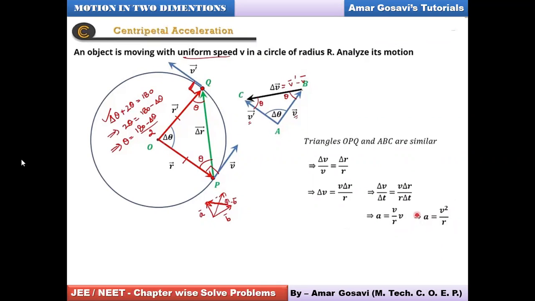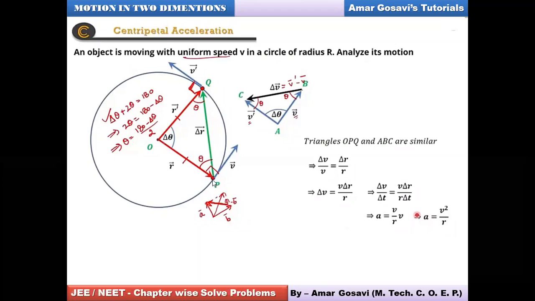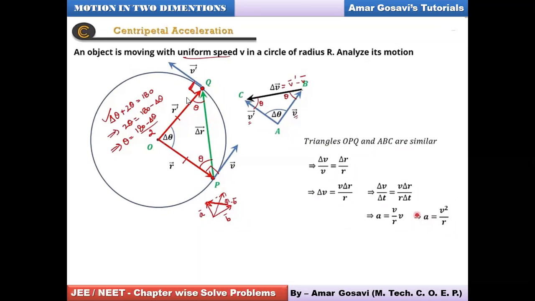Let's talk about this circle. R is the radius vector, right? So for position P, the radius vector is R. After time interval T, the new position is Q. So the new position vector will be R dash. Magnitude wise, they would be same, but direction wise, they are not same. You can see at this position, this was the direction. At this position, the direction has changed. Therefore, R dash as the position vector.